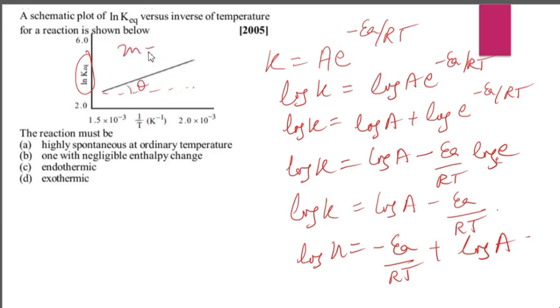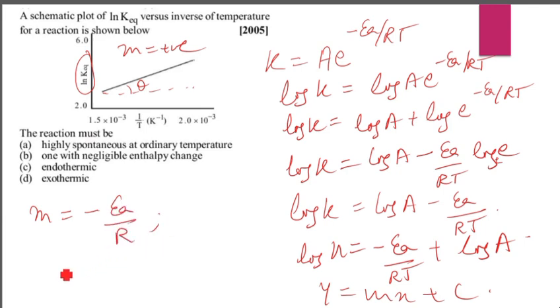Okay, so m is positive. Now according to y equals mx plus c, the general equation for a straight line, if you put that in, m is coming out to be what? m is equal to minus Ea by R.